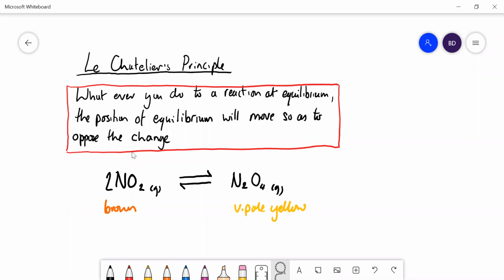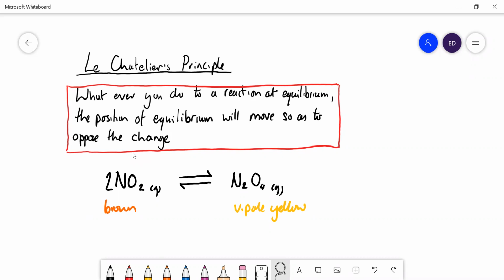Okay, we're going to talk about Le Chatelier's principle and what affects changes in the position of an equilibrium. Now, Le Chatelier's principle, you don't have to know it strictly speaking on the specification, but it helps if you do. It says, whatever you do to a reaction at equilibrium, the position of the equilibrium will move so as to oppose the change.